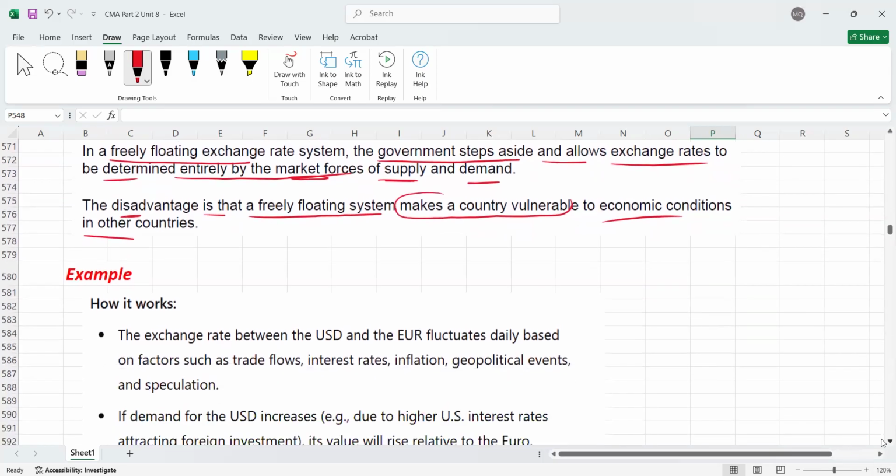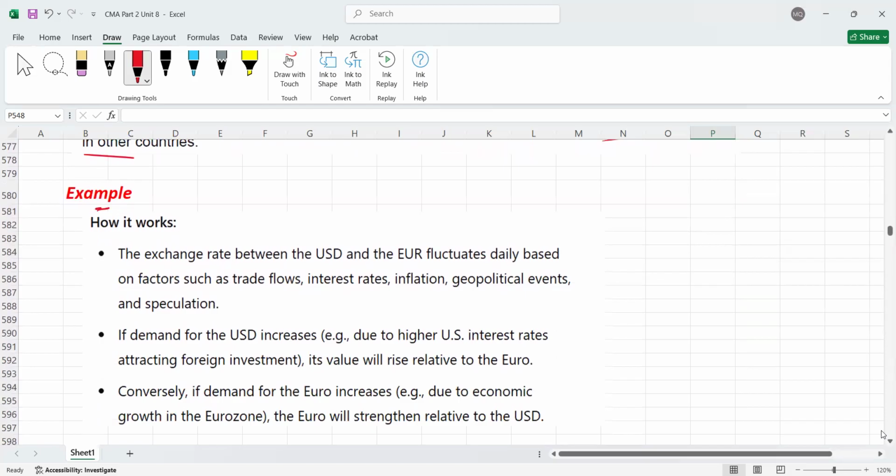Now here we have an example of how it works. Freely floating. So just as an example we are discussing here. Please remember, first I told you fixed exchange rate system, right? And now I'm explaining freely floating. So how it works: the exchange rate between the USD, US dollar, and the euro, for example, fluctuates daily based on factors such as trade flows, interest rates, inflation, geopolitical events, and speculation. They are saying that here, government is not intervening between euro and US dollar. So exchange rates are changing due to trade, imports and exports, interest rates, inflation, geopolitical events, and speculation.